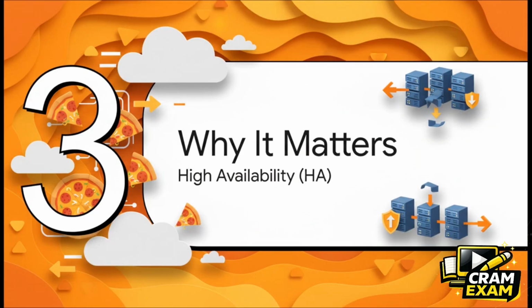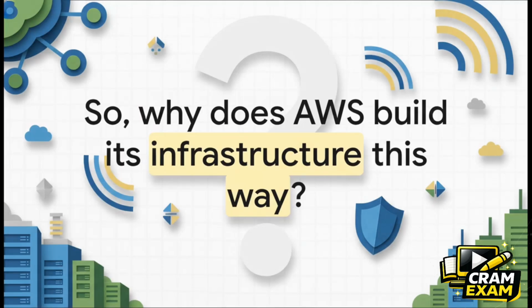And that pizza story leads us straight to probably the most important keyword for your exam on this topic: high availability. That's the whole reason AWS built their infrastructure this way. It's all about making sure things keep running no matter what happens. So this naturally leads to a big exam question, right? Why did AWS go through all this trouble to build things this way? What's the benefit of having all these separate, isolated facilities inside of one single geographic area?